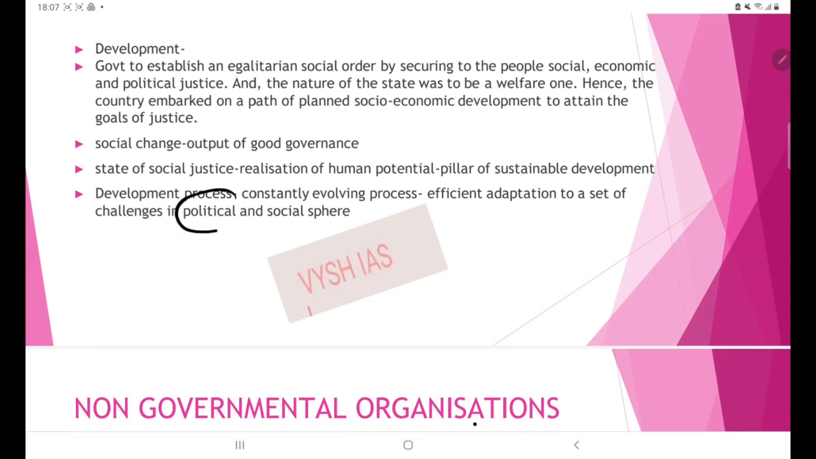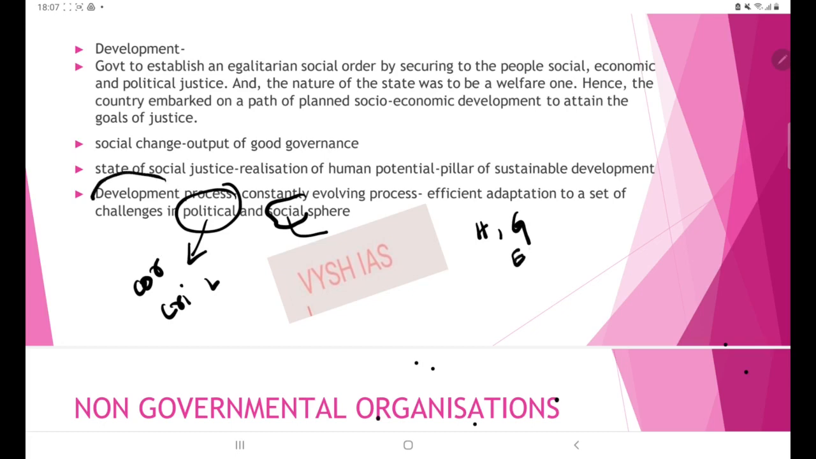See, in political aspects also we are having certain pressures, like criminalization of politics, then lack of free and fair elections, corruption, red tapeism, poverty, hunger, etc. Then in the social sphere also we are having certain problems like hunger, gender inequality, poor access to education, etc. So the development process has to sum up this process. The state has to evolve some solutions so that it can adapt effectively to these political and social challenges. So that is the idea of development process.